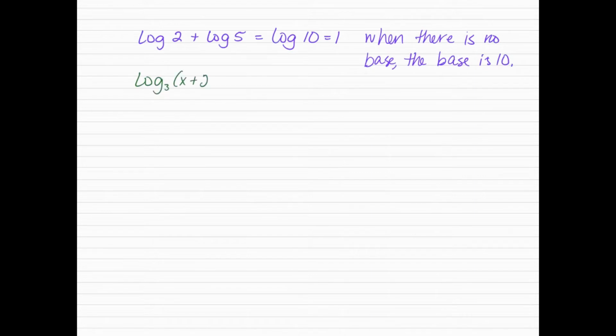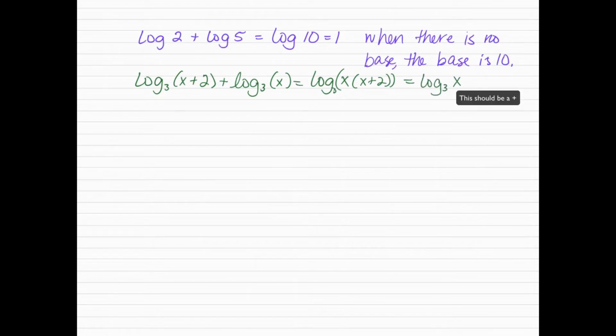In the second problem, we're going to use the same rule. We've still got the same base on both logs. They're added together. That means we multiply the arguments. So we end up with log of x squared minus 2x. On the third one, it looks the same, except now we're subtracting instead of adding. That means we're going to divide instead of multiply.